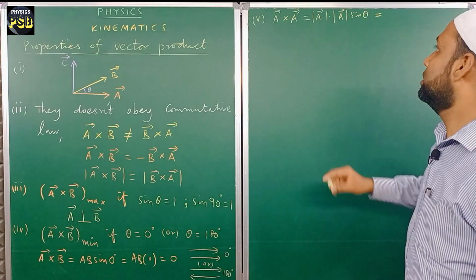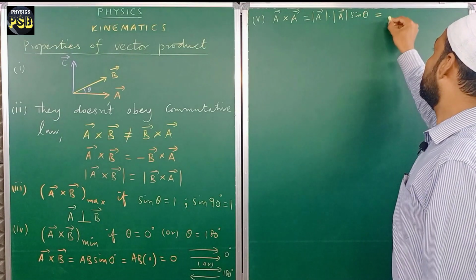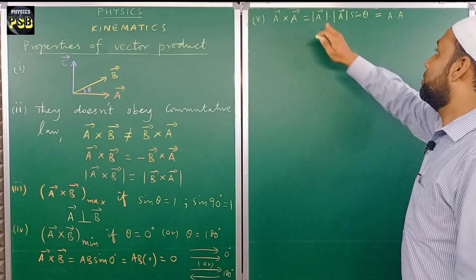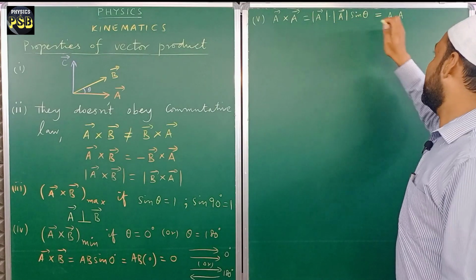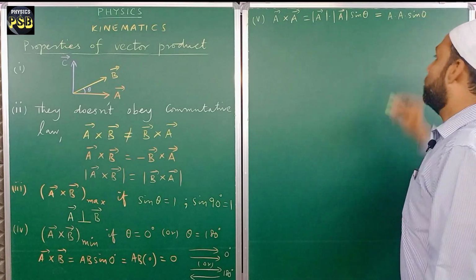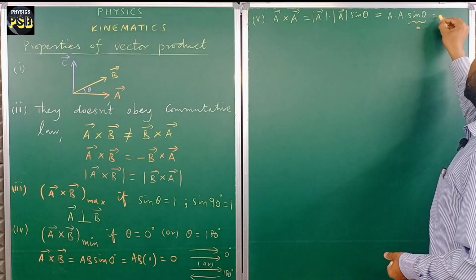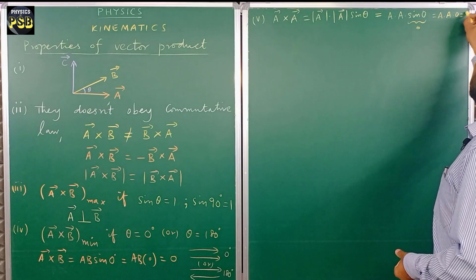Then what is the angle between these two? Here both are acting in the same direction. So the angle between them is nothing but 0. Here modulus of A vector is A, modulus of A vector is again A. What is sin of 0? Sin of 0 is 0. So we get A multiplied with A multiplied with 0 equals 0.